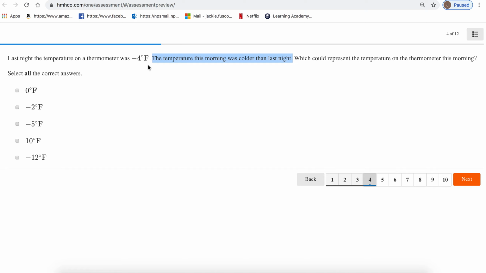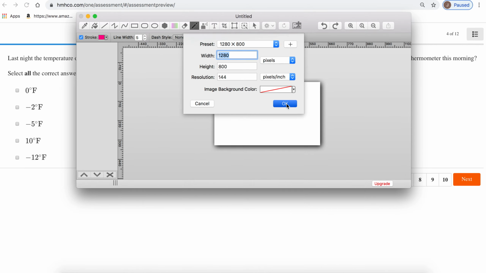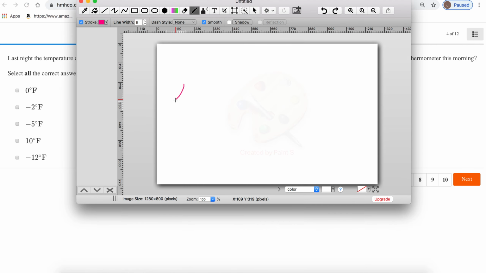Now, if you think of a number line, let's draw out a number line, let's see. So if I have a number line here, and I have 0 degrees Fahrenheit right in the middle, right?